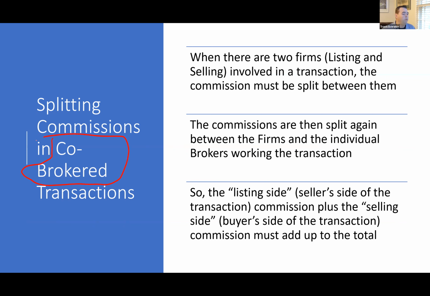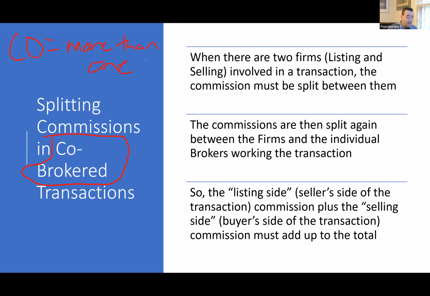Now, when there are multiple firms involved in the transaction, and remember, we call those co-brokered transactions, right? A co-brokered transaction. Co just means more than one. That's all it means. Anytime we talk about co, and usually it means two, but it just means more than one. Concurrent owners, more than one owner. So co-brokered means more than one firm. Usually it means there are two firms, and that's convenient because there are two sides of the transaction.